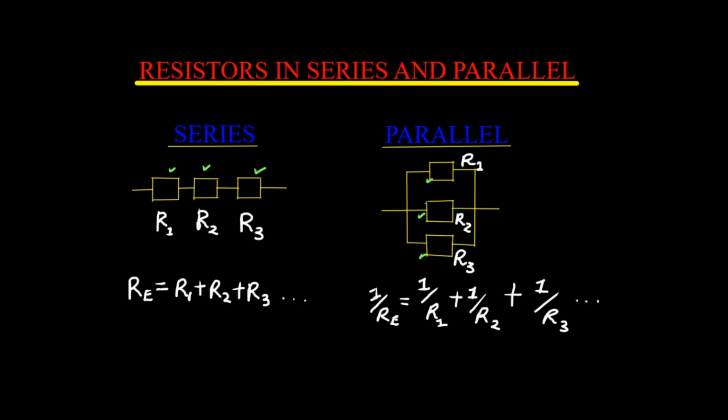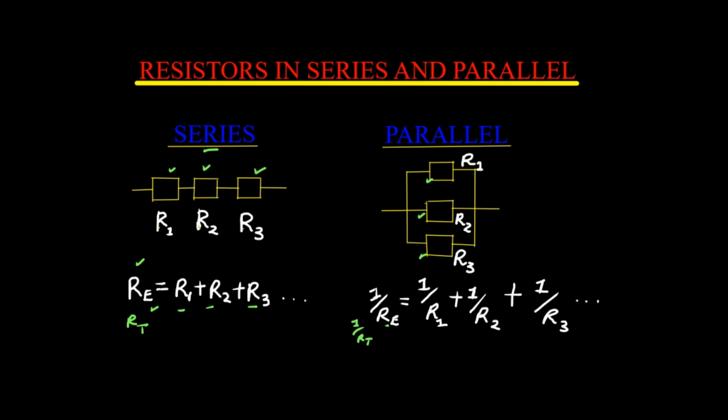Now, the effective resistance, R subscript capital E, is the same as saying the total resistance. The total resistance for series is the sum of the resistance of each and every resistor. But for parallel, the effective resistance, which represents the total resistance, we can replace by 1 out of R total. It's the total resistance for the whole circuit.